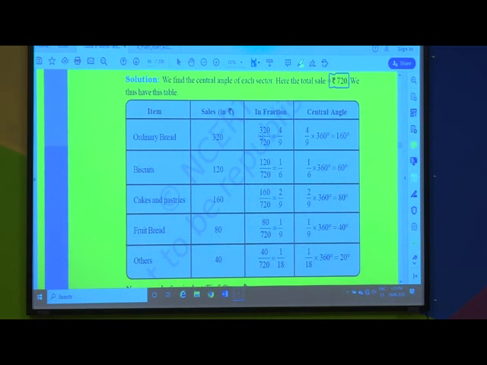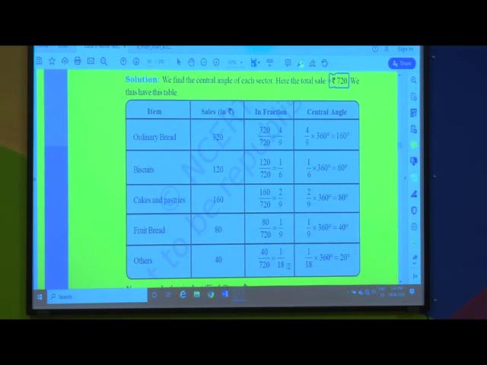So what is the fraction of ordinary bread? 320 upon 720 is equal to 4 upon 9. After cancellation you get 4 upon 9. 120 upon 720 is equal to 1 upon 6, for biscuits. For cakes and pastries it becomes 160 upon 720, which is equal to 2 upon 9. Fruit bread, 80 upon 720 is equal to 1 upon 9, and others, 40 upon 720 is equal to 1 upon 18. These are the fractions.